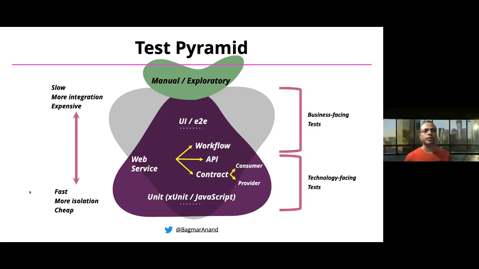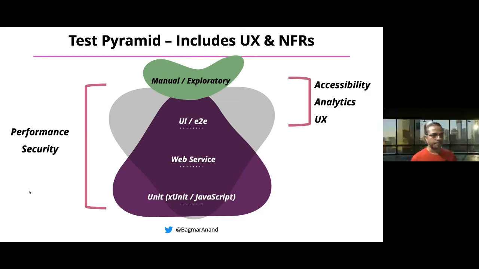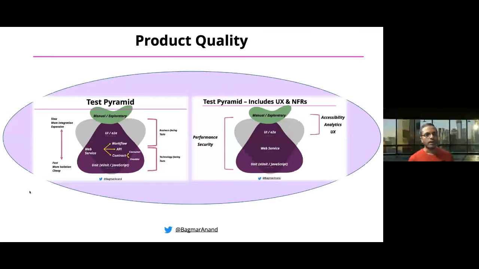To take it a little further, for the web service tests, you need to make sure these tests are of various different types. You should think about these as workflow tests, API tests, and also contract tests from a consumer as well as provider perspective. And these types of tests will give you a lot of value from the feedback of your code quality perspective. Another important thing to realize is the test pyramid also includes user experience and the non-functional requirements like accessibility, analytics, performance, security, and there are many more NFRs. But you need to make sure that the test pyramid includes that as well, because all aspects of these automation, including the manual exploratory testing that you do, is going to give you fast feedback. That is going to indicate the quality of your product.